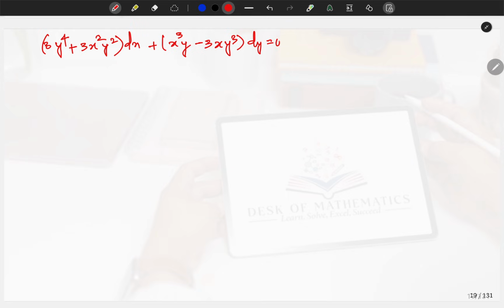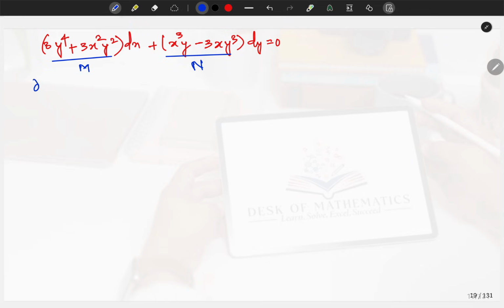Similarly, I will give some questions and tips on how you will do it. For example, you have (3y^4 + 3x²y²) dx + (x³y − 3xy³) dy = 0. So this part is your M, this part is your N, and you will try to solve this by the exact form.